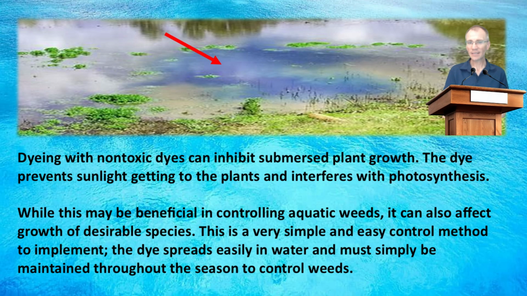Dyeing with non-toxic dyes can inhibit submerged plant growth. The dye prevents sunlight from getting to the plants and interferes with photosynthesis. While this may be beneficial in controlling aquatic weeds, it can also affect growth of desirable species. This is a very simple and easy control method to implement. The dye spreads easily in water and must simply be maintained throughout the season to control weeds.